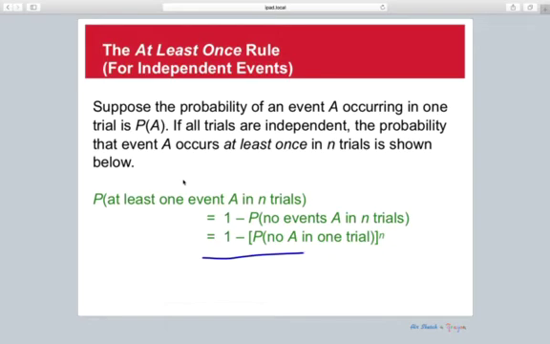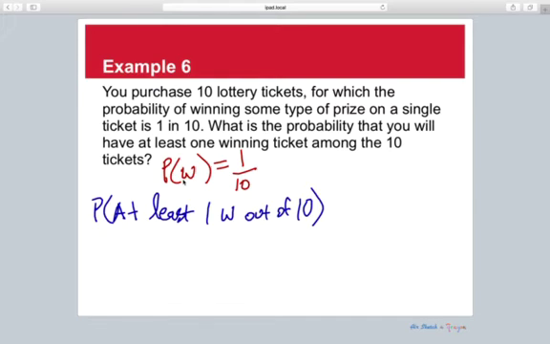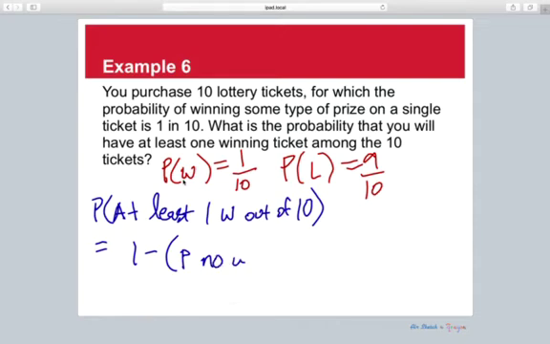So first thing we want to know is what's the probability of not winning on a single ticket? Well, if the probability of winning on a single ticket is 1/10, then the probability of losing on a ticket is 9/10, right? And so this becomes equivalently 1 minus probability of no wins to the 10th power, which is going to be 1 minus 9 out of 10 to the 10th power. We're going to go to the calculator and approximate this one.